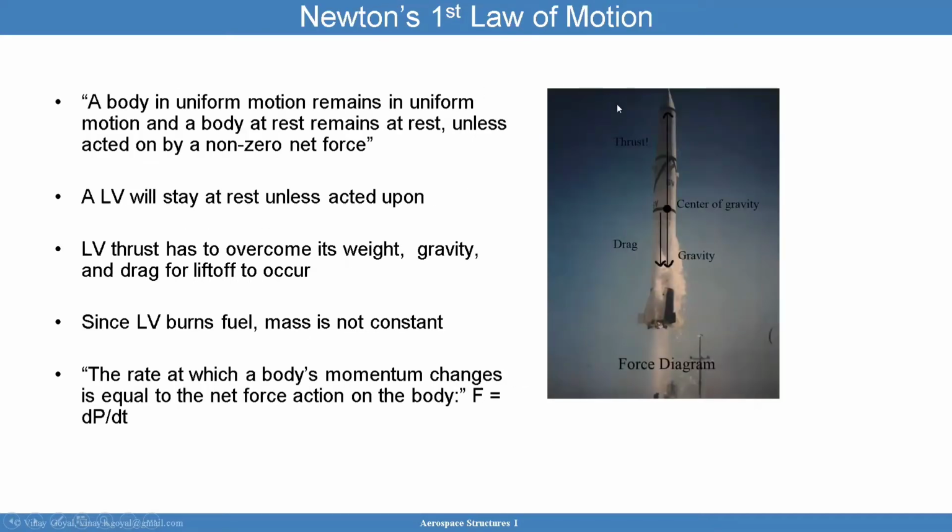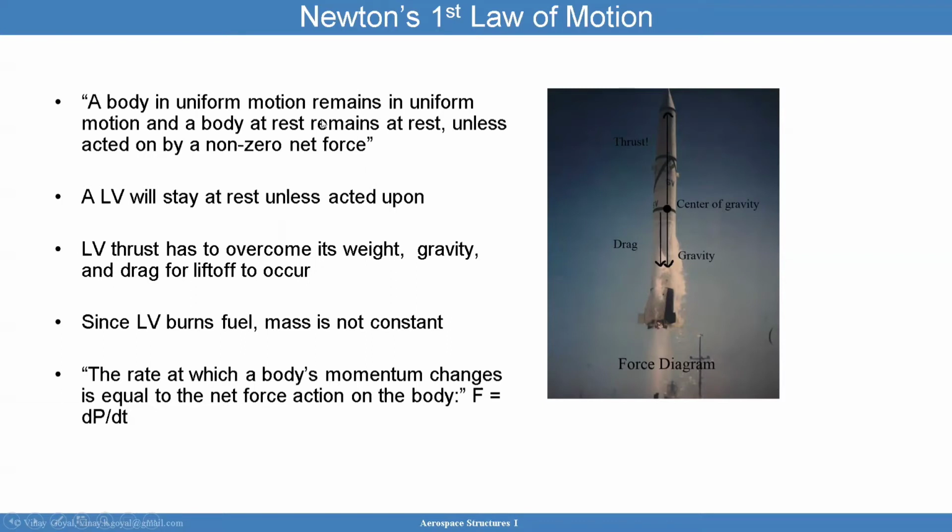Newton's first law of motion. So you typically will have thrust, drag, and gravity, and thrust is what will make the vehicle lift. A body in uniform motion remains in uniform motion, and a body at rest remains at rest. That's Newton's first law, again, unless acted on by a non-zero net force. A launch vehicle will always stay at rest unless it's acted upon. And so the launch vehicle thrust has to overcome weight, gravity, and drag for liftoff to occur.